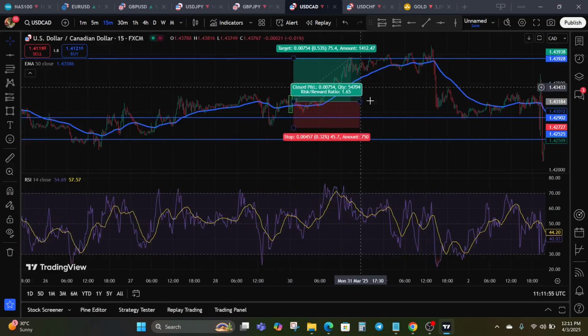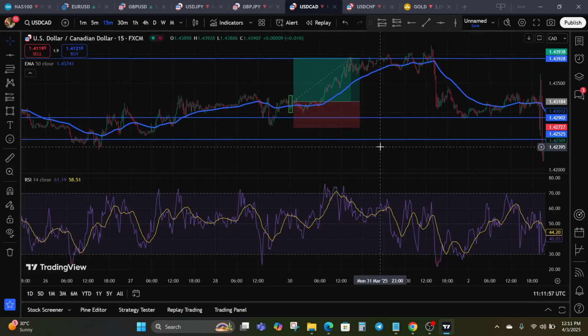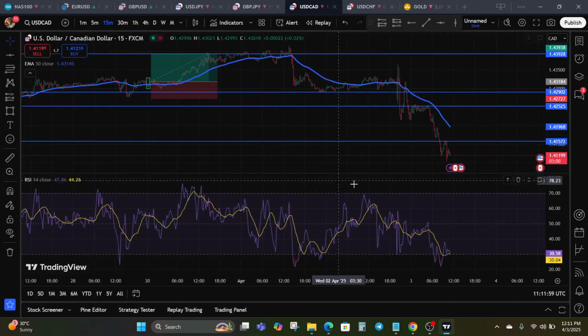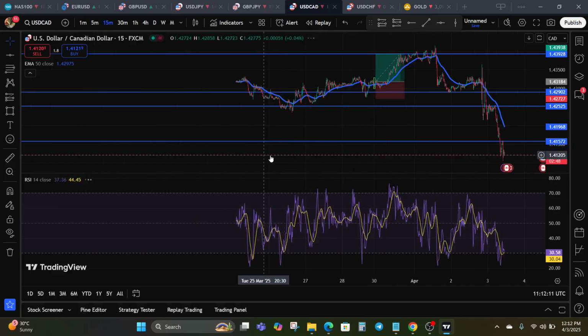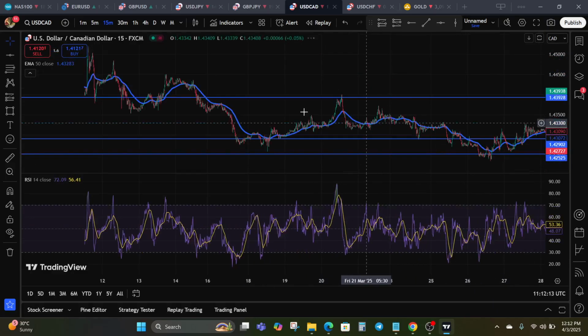Now for a sell trade, the RSI must be above 70. That is an overbought condition. Then the price must touch or be near a strong resistance. Let's look for a good example.